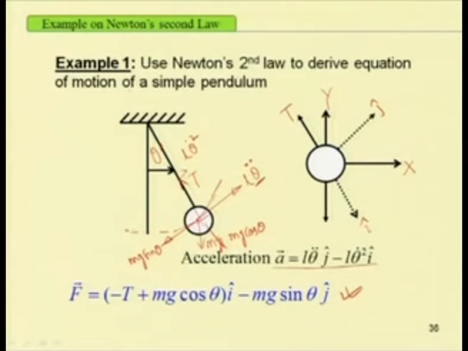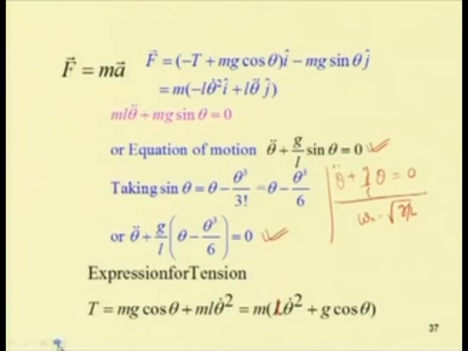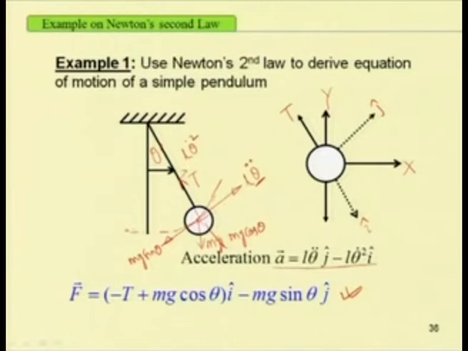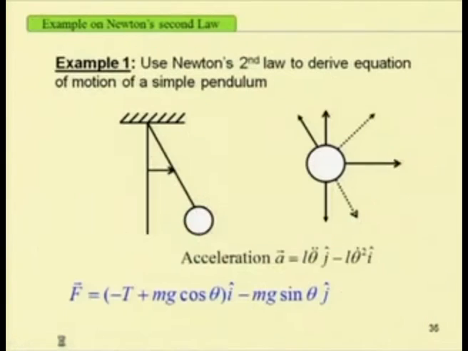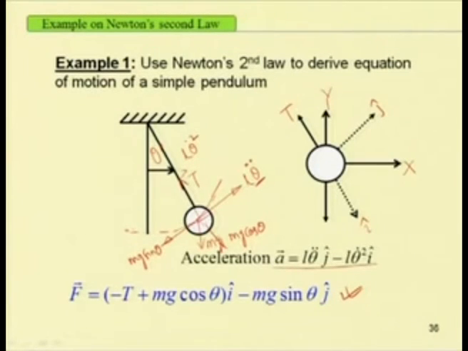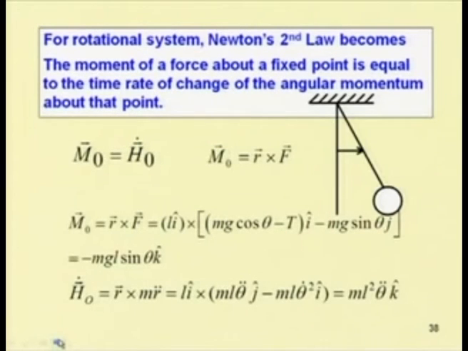In this case we have derived this equation of motion by considering force equal to mass into acceleration. But if you consider this as a rotating system, in that case also we can write Newton's second law in this form: the moment of a force about a fixed point is equal to the time rate of change of the angular momentum about that point.